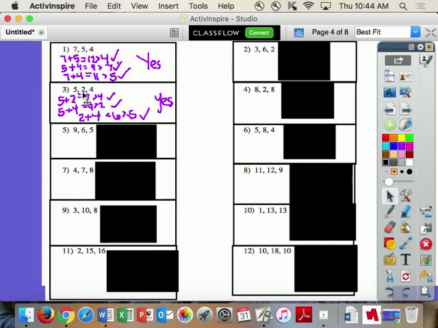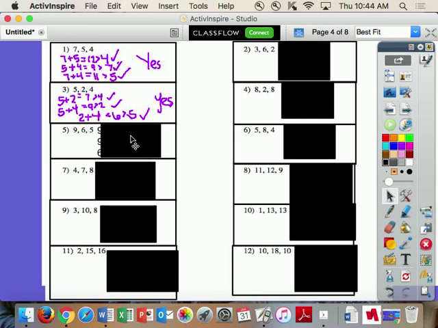I have 5 plus 2, that equals 7. Is that greater than the third side of 4? Yes, it is. I have 5 plus 4. Is that 9 greater than the last side of 2? Yes, it is. 2 plus 4, that equals 6. Is that greater than the last side of 5? Yes, it is, so this equals a triangle.